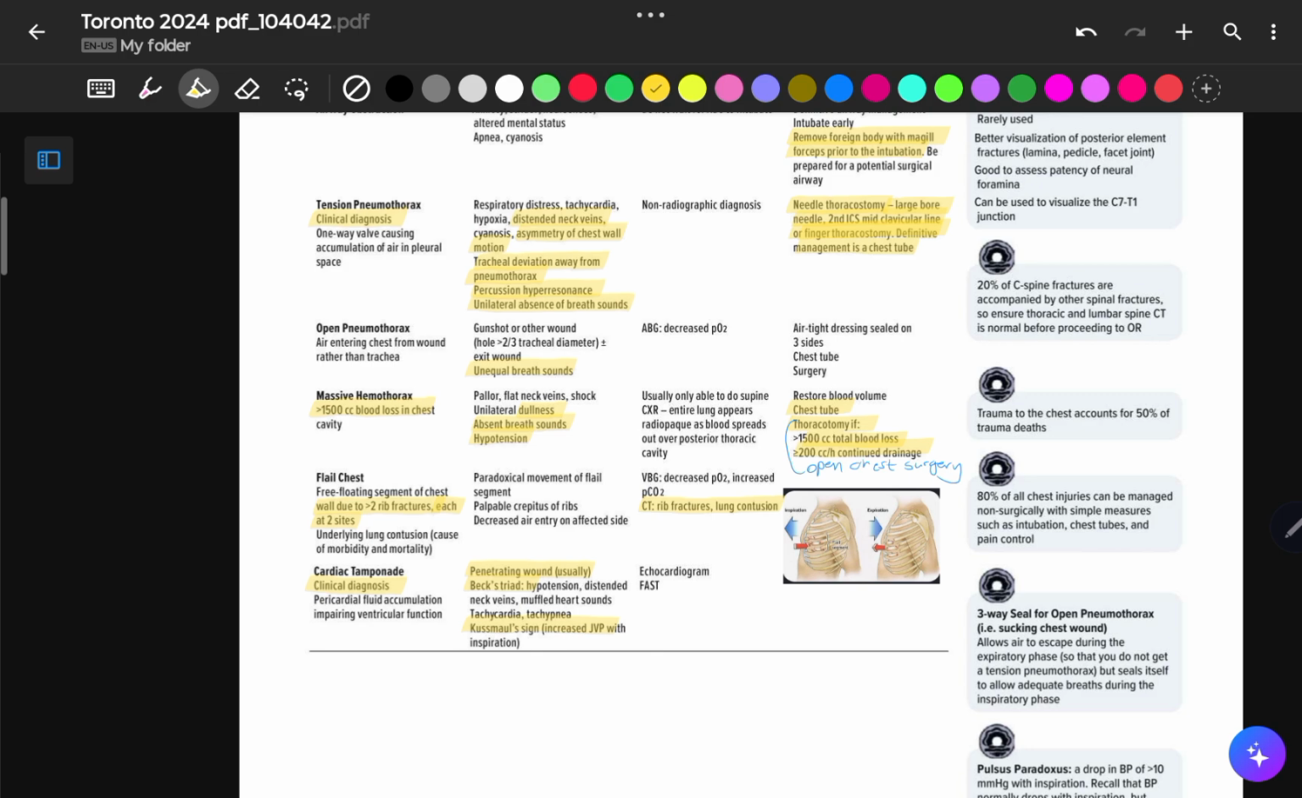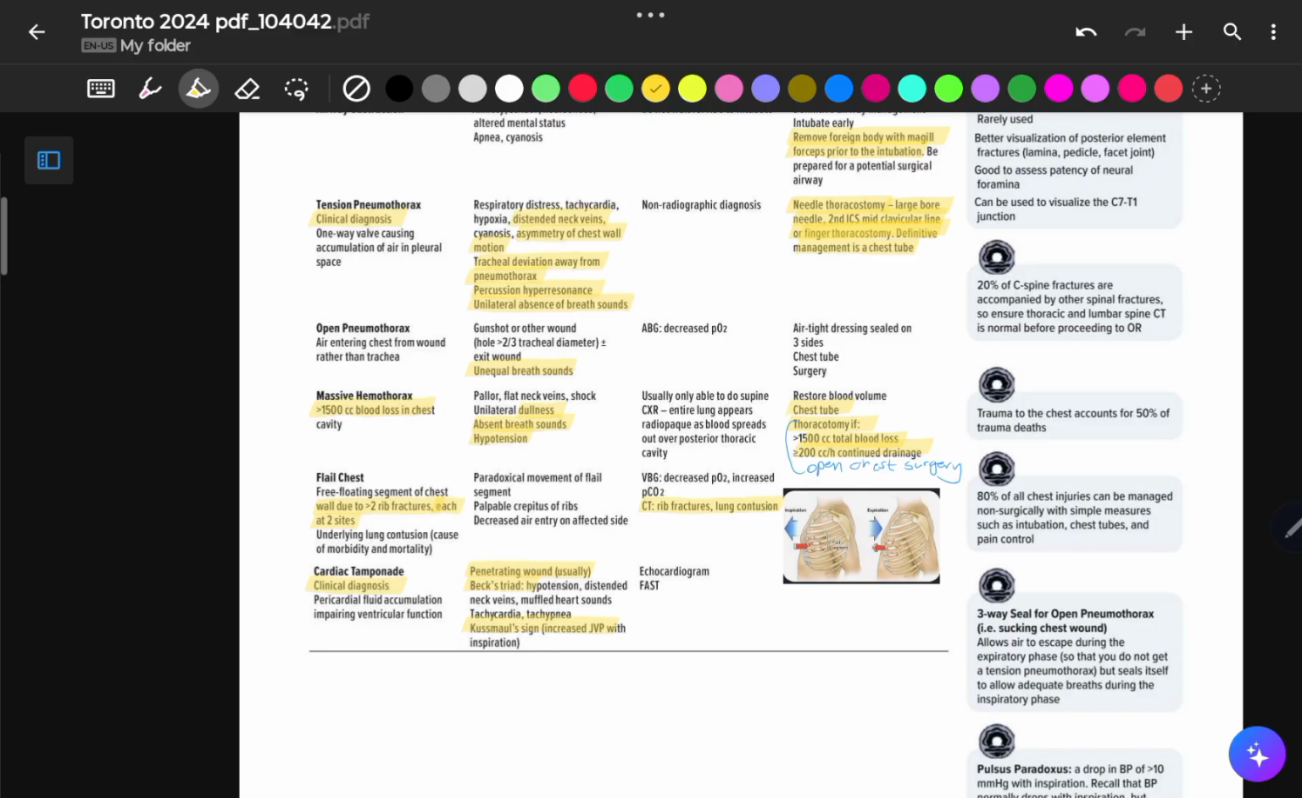You'll be able to palpate crepitus of the ribs, and you're also going to have decreased air entry on the affected side. You can do a CT scan, checking for rib fractures and lung contusions, and you can do a VBG. But normally you don't do much. You just want to make sure the patient's pain is managed and that the patient has adequate oxygenation.